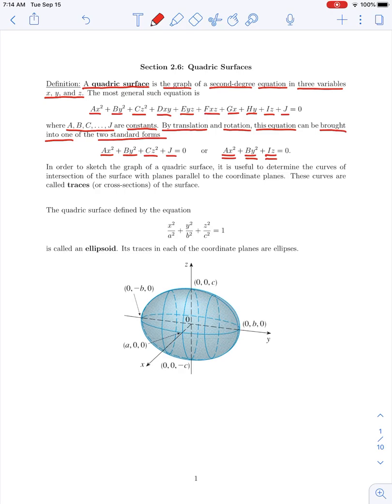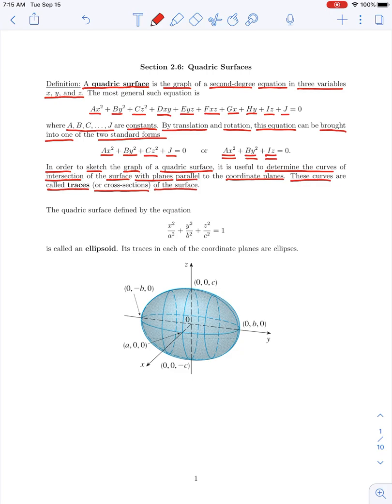Now, when we're trying to sketch the graph of a quadric surface, we're going to use something called traces. In order to sketch the graph of a quadric surface, we're going to consider the curves of intersection of this surface with planes which are parallel to the coordinate planes. Those would be planes parallel to the xy plane, the xz plane, or the yz plane. And these curves are called traces of the surface, or sometimes just cross-sections of the surface.